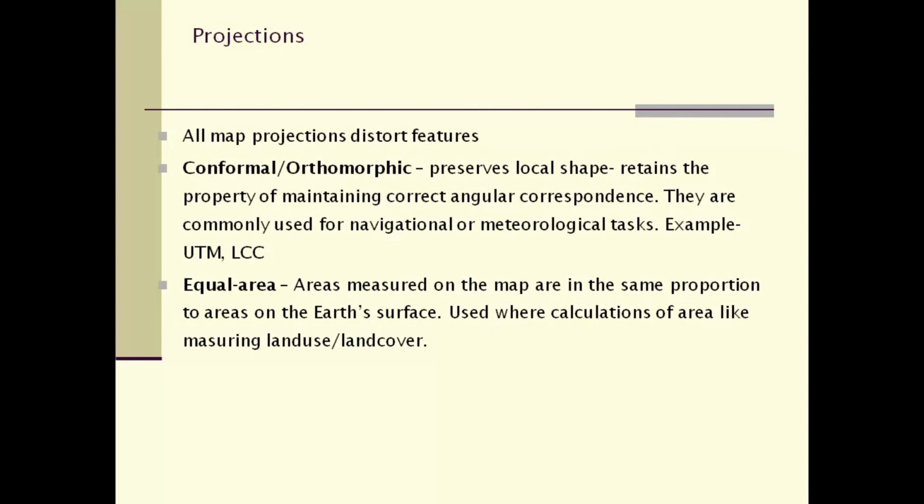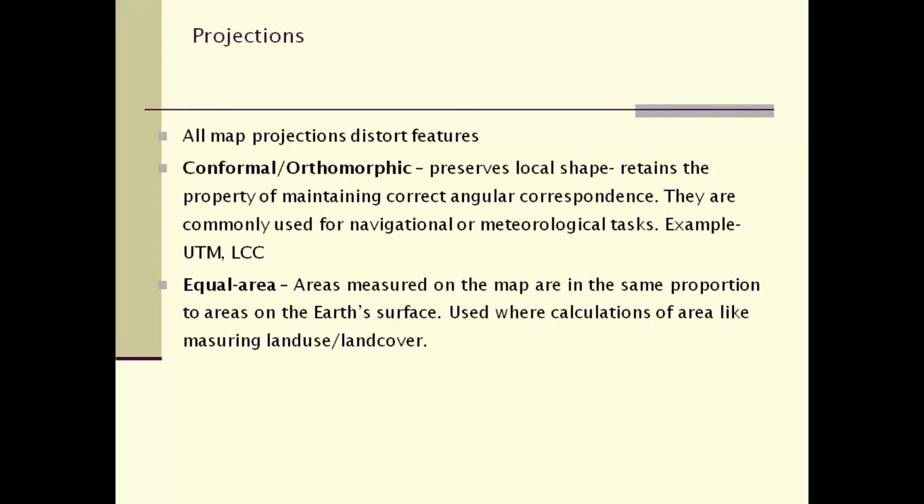Then another projection system is the equal area projection system, and in this type of projection system your area remains preserved. It means if you use this projection system and want to calculate the area, it will come out around 99.9% accurate. This is called the equal area projection system.